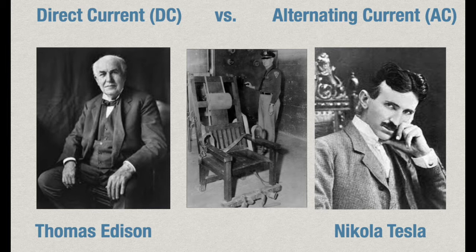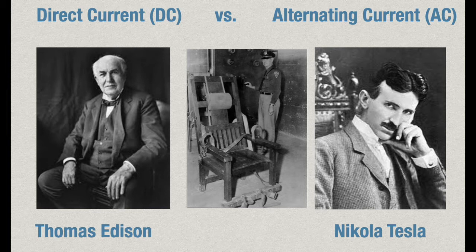A battle between Thomas Edison and Nikola Tesla raged. Edison favored direct current, while Tesla favored alternating current. Edison noted that DC current was safer. Tesla found that you could send electrical current over long distances using AC current.